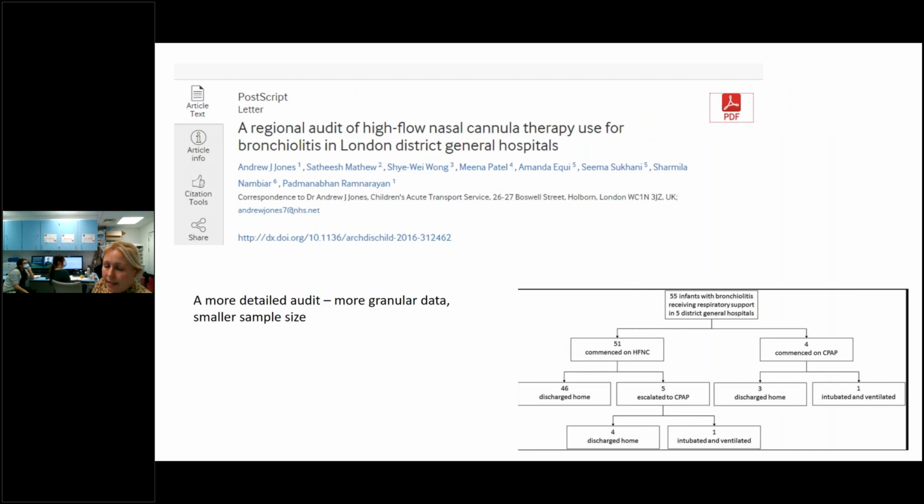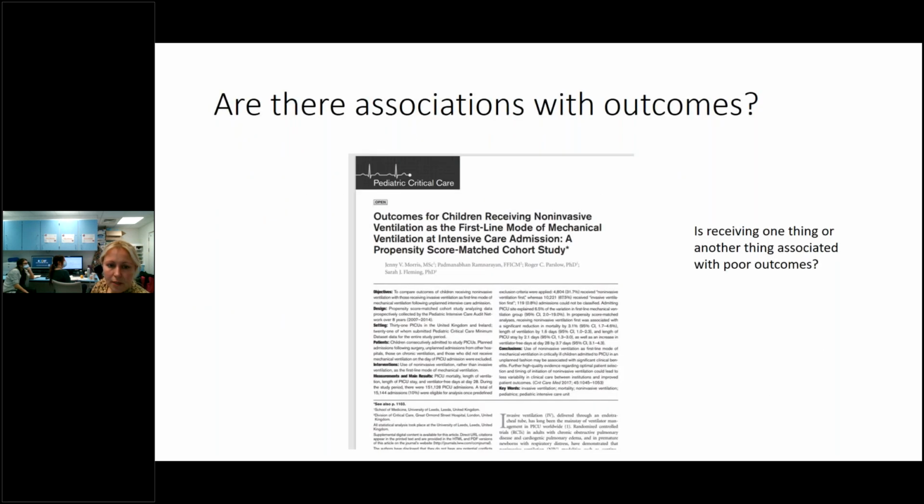And then this is another audit, again, done by a trainee during a 6-month placement, a bit more of a granular thing now, and a few DGHs, a bit more like what I did in the bronchiolitis, detailed analysis of a few DGHs, how many people they put on high flow, how many people they put on CPAP, what happened to them and what their reasons for their choices were. And then an association with outcomes one, you know, what were the outcomes for people who got non-invasive ventilation before they were intubated compared to those who didn't? And you know, did more people die with one than the other?